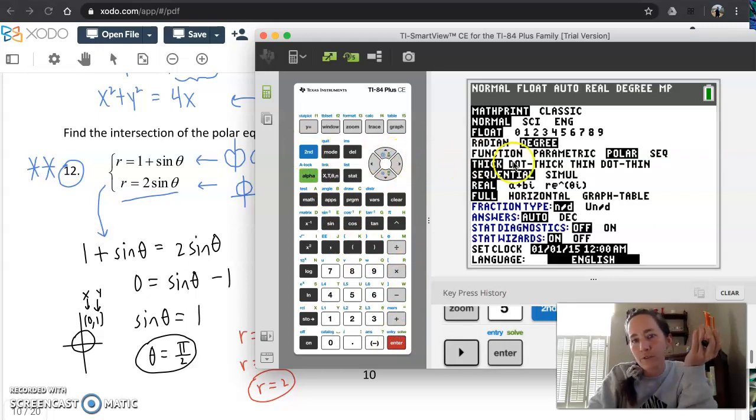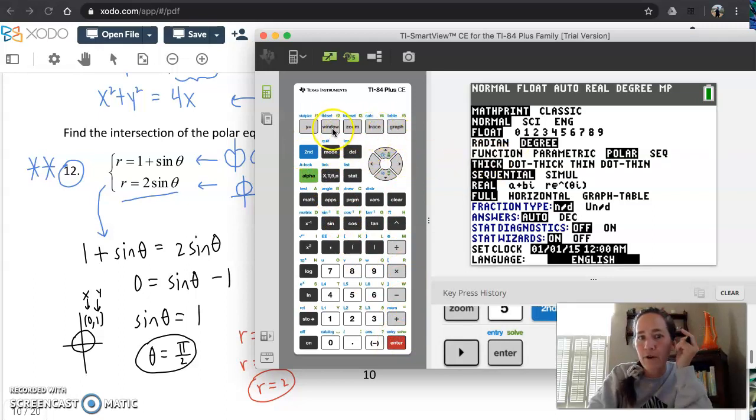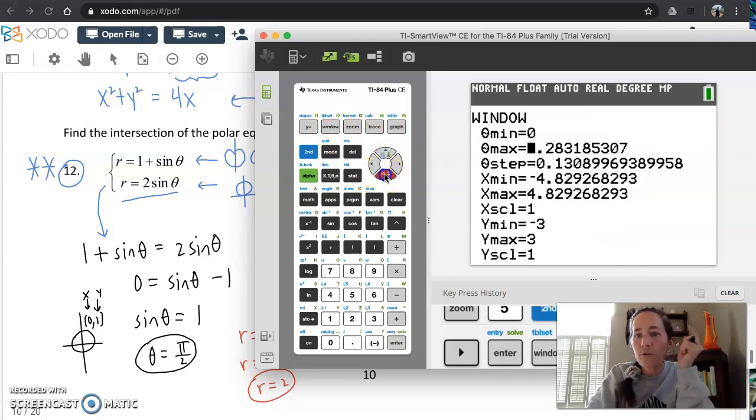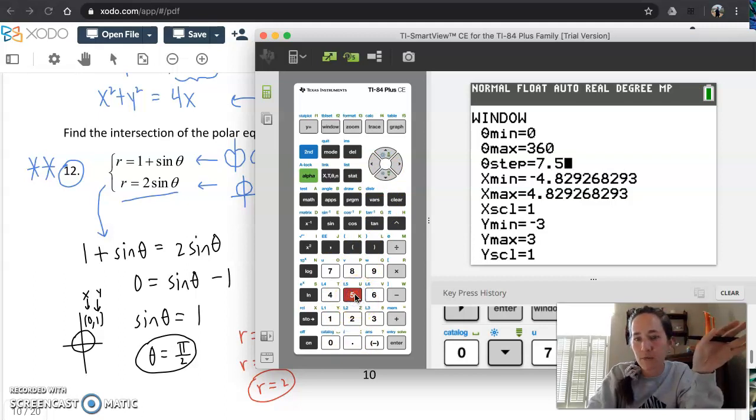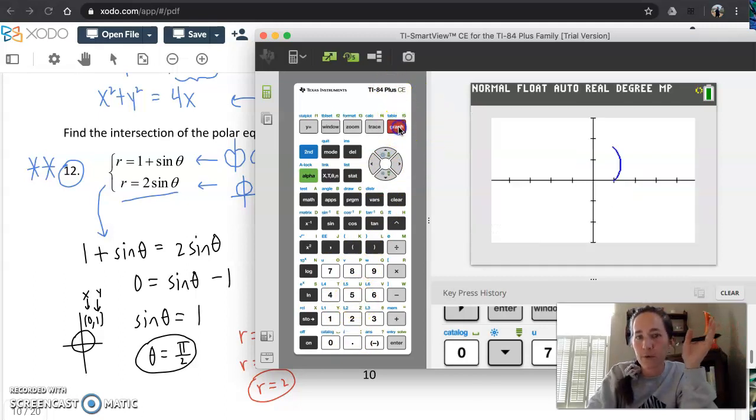Will the function still be graphed if I hit graph? Well, sure, if I expand something. I'll go to window, and instead of going 0 to 2 pi, can you make it 0 to 360 degrees? We'll try that. Theta step, instead of pi over 24, I'll say 7.5 degrees. Everything else I'm going to keep the same. And I'll hit graph to make sure I still see the picture, but in degree mode instead of radians.